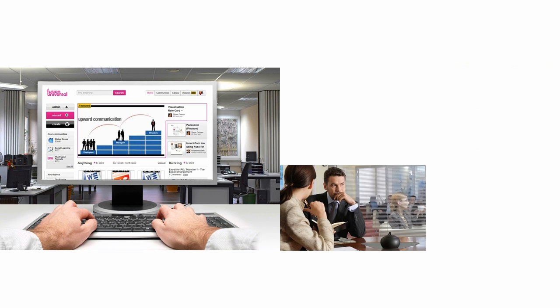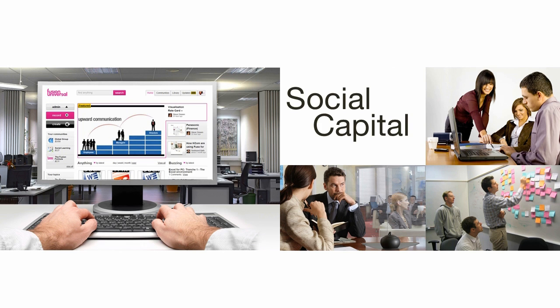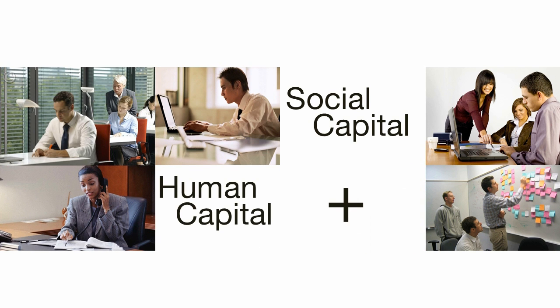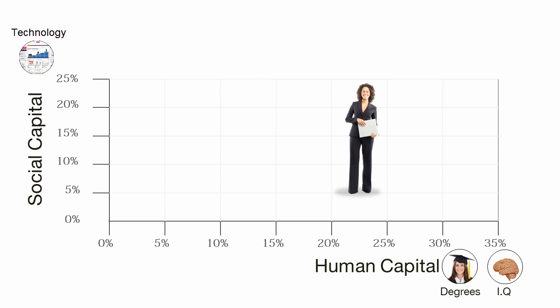So we really should be measuring social capital, not to the exclusion of human capital. What happens is that social capital should be added to the human capital component. And when we add the two together, then we get a fuller measure and a more accurate measure of the total human asset.